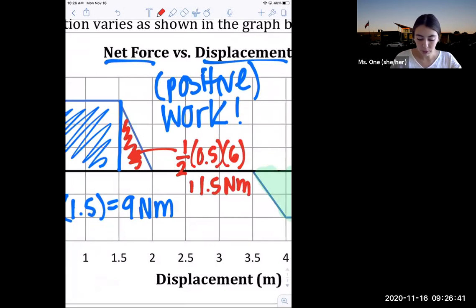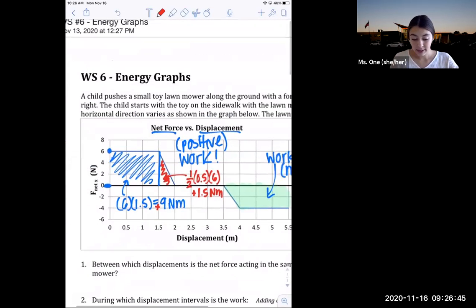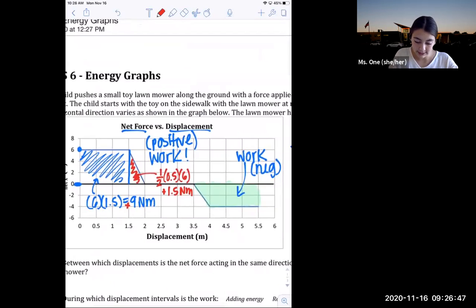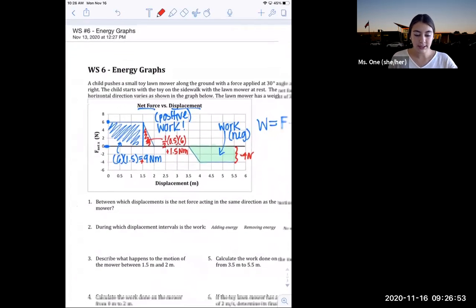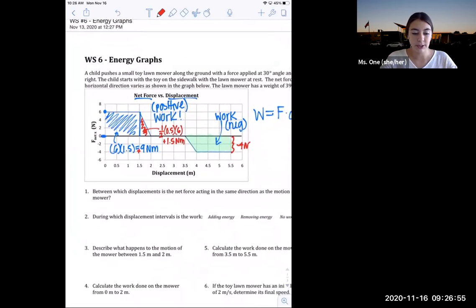So both of these are actually positive work because they have a positive force, compared to down here where they're going to have a negative force at -4 newtons. So I hope this was helpful. You're going to use this graph to answer the following questions below, and I hope you guys have a great rest of your day. Good luck.